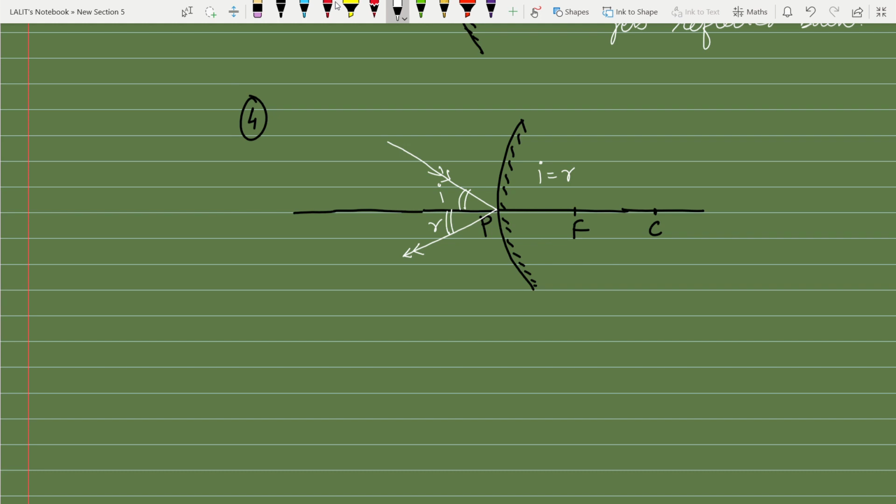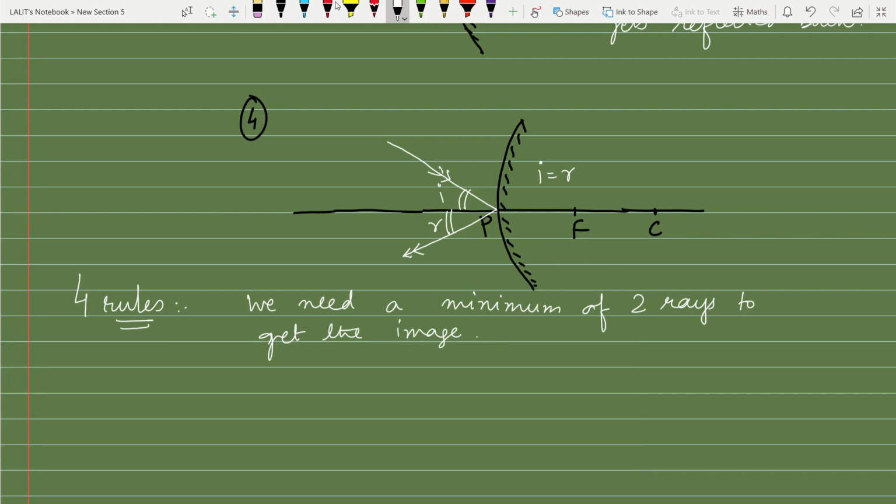So out of these 4 rules, we have got 4 rules now, and we need a minimum of 2 rays to get the image. So any 2 rules would help us to draw the ray diagrams.